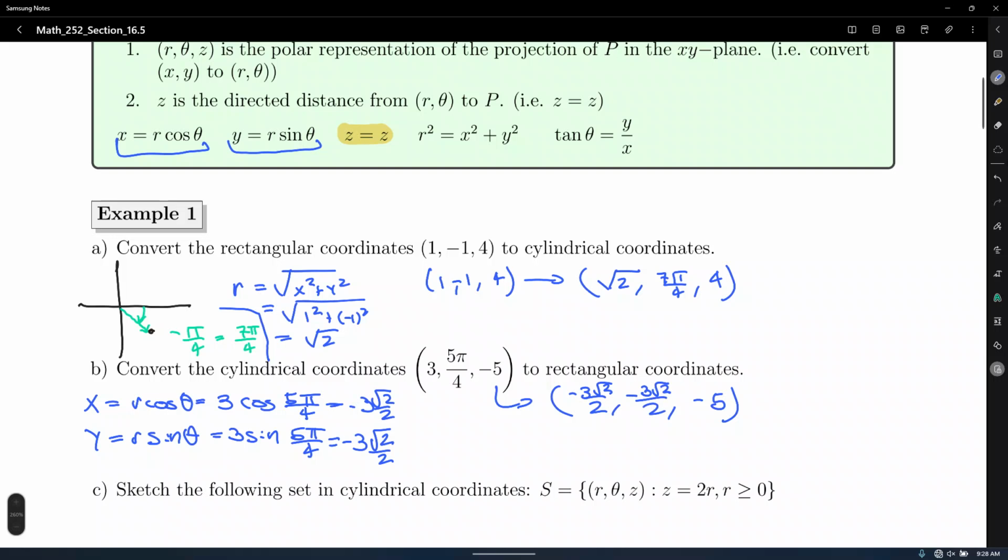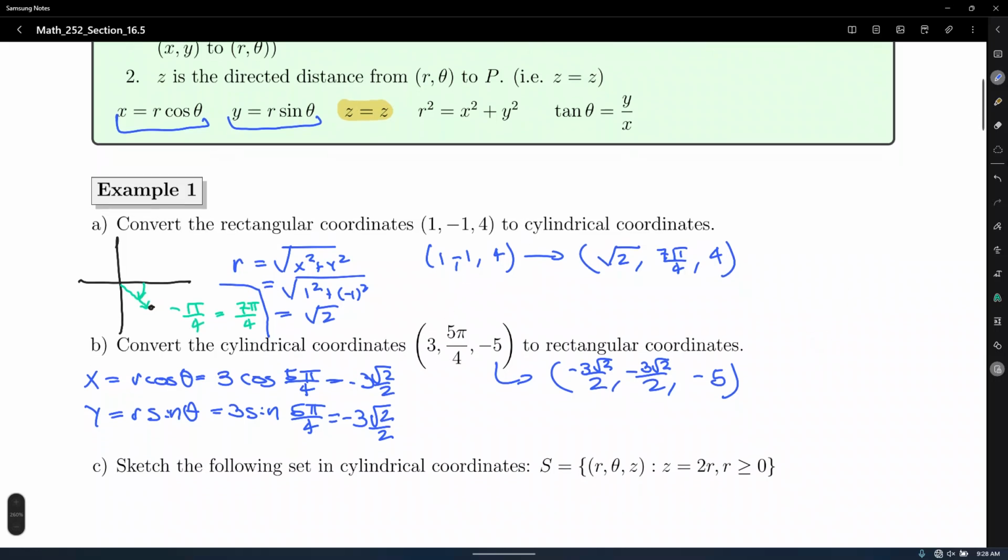Alright, so that's going back and forth between rectangular and cylindrical, and vice versa from cylindrical back to rectangular. Alrighty. So now, what about surfaces in cylindrical? So that was point. The first two exercises were points.